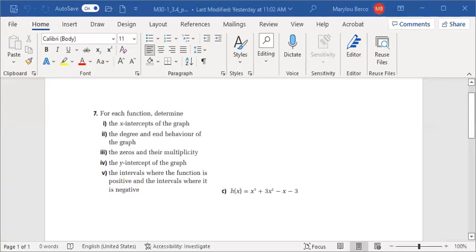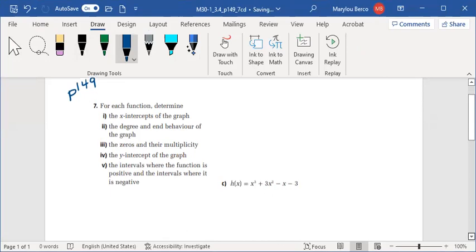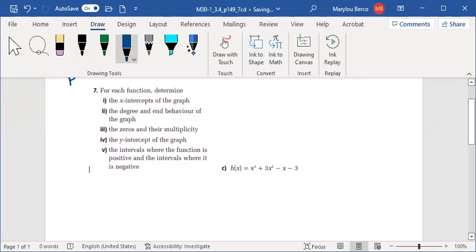Okay, 7C on page 149. For each function, determine each of these elements. Okay, well, we have h of x equals x cubed plus 3x squared minus x minus 3. For part 1, to find the x-intercepts of the graph, the first thing we're going to do is factor.